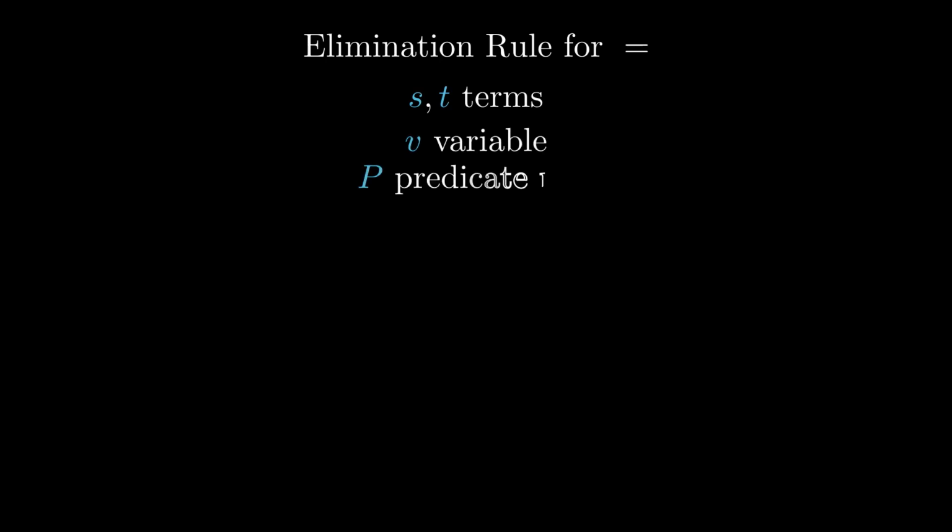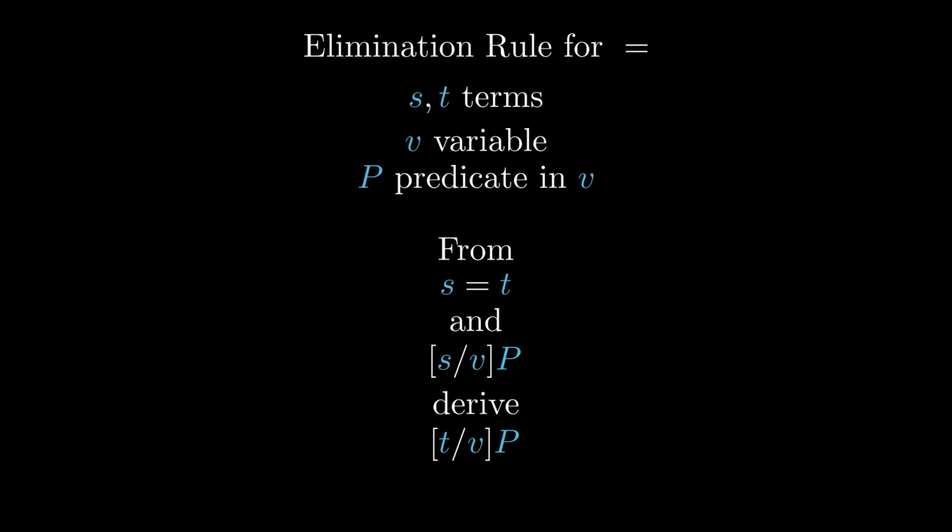Now the rules for equality. The introduction rule for equality is that every object is equal to itself. For every term t, we have that t equals t. The elimination rule is that if two things are equal and one has some property, then the other does too. That is, suppose we have terms s and t, and a predicate p in the variable v. If s equals t and p holds with v replaced by s, then p holds with v replaced by t.